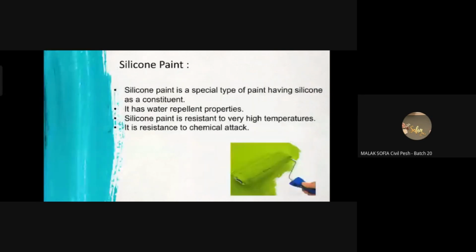Next, we have the silicon paint, which is a miscellaneous paint. It contains silicon, which are polymers made up of siloxane. They are colorless, rubber-like substances. Silicon paints repel water. They are also resistant to high temperatures. So silicon paint can be used on surfaces which are subjected to high temperatures. It is also resistant to chemical attack.